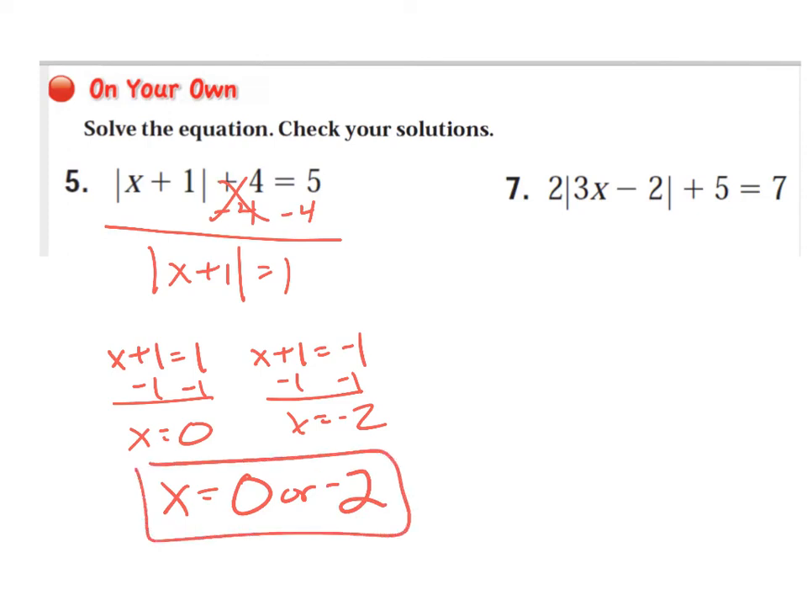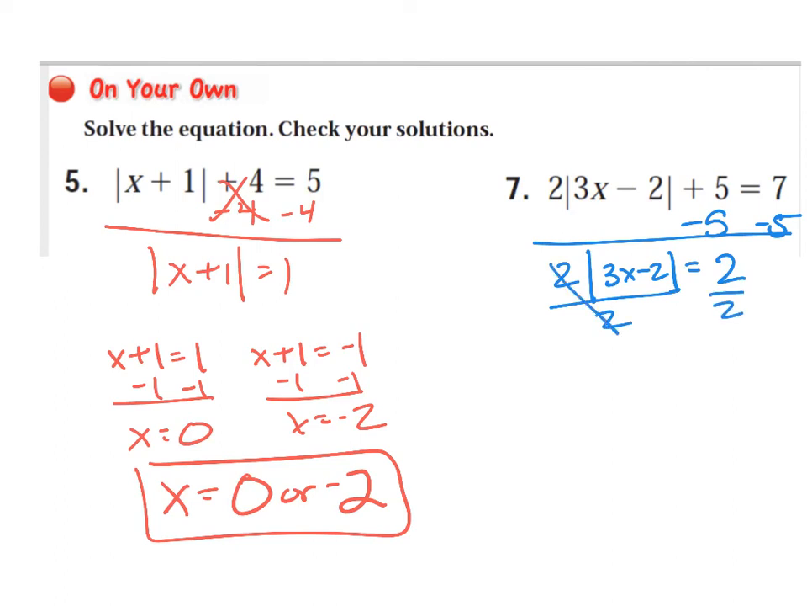Let's do the second one. Got a little more to do before we get our absolute value by itself. First, just like normal equations, we're going to subtract 5. So I have 2 times the absolute value of 3x minus 2 equals 2. Now, because we're multiplying by 2, I'm going to divide by 2. So the absolute value of 3x minus 2 equals 1. So I'm going to solve it.